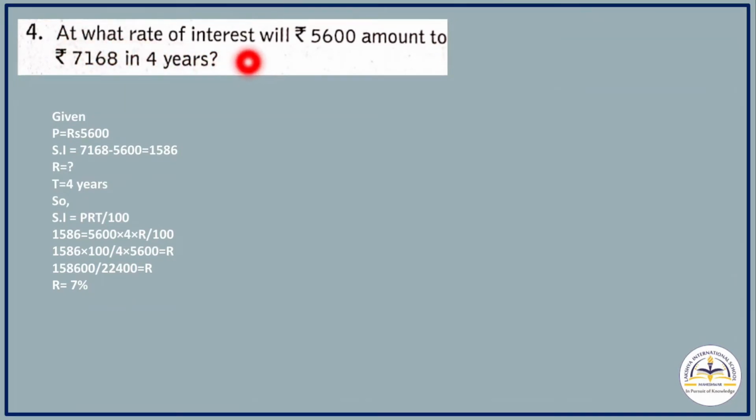Now question number 4. At what rate of interest will rupees 5600 amount to rupees 7168 in 4 years? Now here you have to find out the rate of interest. The principal amount is 5600. Now for the simple interest, we have to subtract them to find out the interest. So 7168 minus 5600, so 1586 will be the simple interest. Rate we have to find out, and time is 4 years in the given question. Now we will apply the same formula and keep R the same, and when you solve them, you will get the rate, that is 7%.